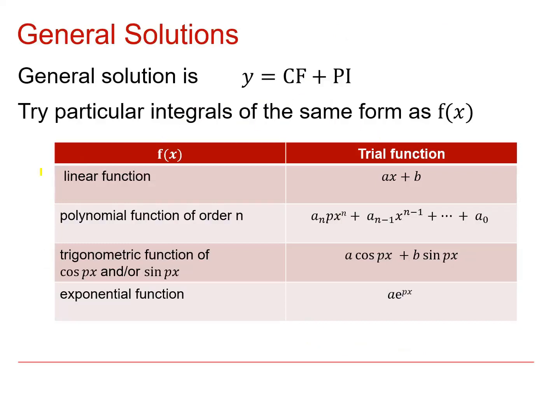We have also seen that these are the types of trial functions we can use depending on the function on the right-hand side, the f(x). So for linear functions, we would try a linear function of the form ax plus b. For polynomial functions, we'd try a polynomial of order n. For trig functions that contain either cos px or sin px or both, we would use a combination of a cos px plus b sin px. And finally, for exponential functions, we would use a e to the px.